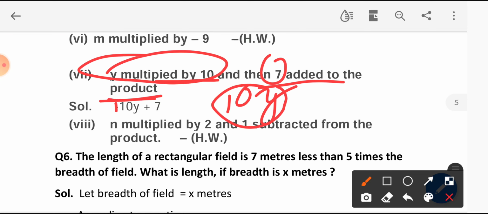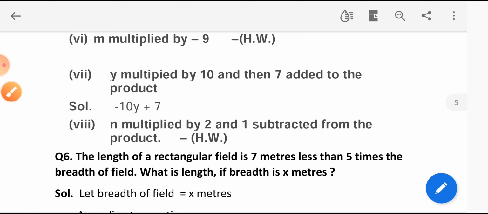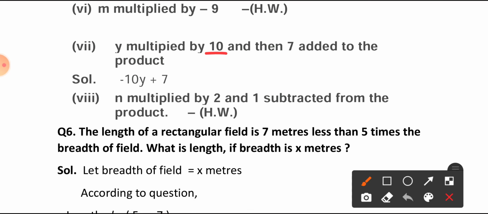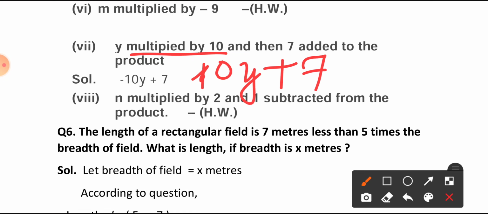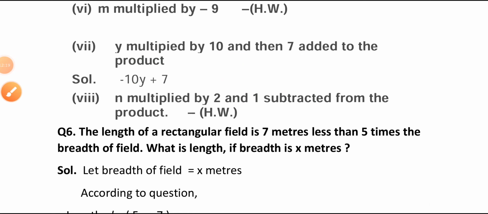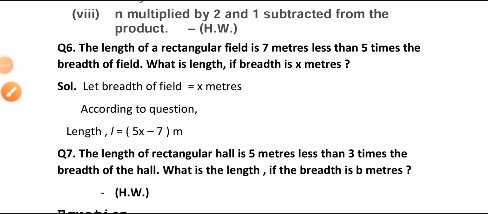Product का मतलब होता है कि दोनों को मल्टीप्लाई करने के बाद जो आंसर आता है उसे हम बोलते हैं प्रोडक्ट. So y multiplied by 10, so 10y, then add 7 to the product. After that you have to add plus 7. So it will be 10y plus 7. Like this please solve the remaining homework questions also.